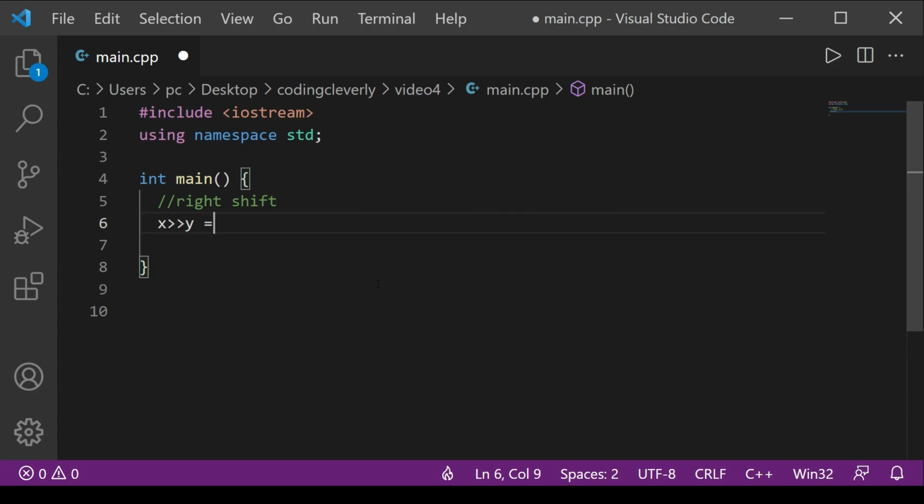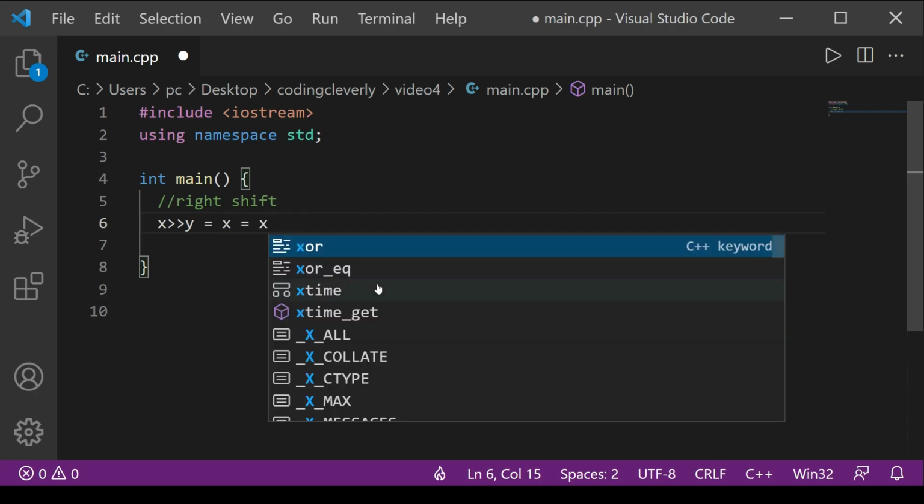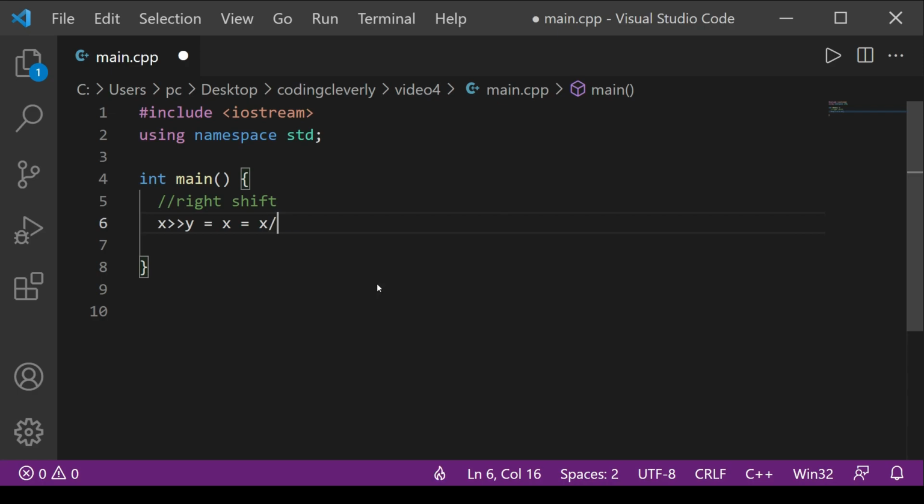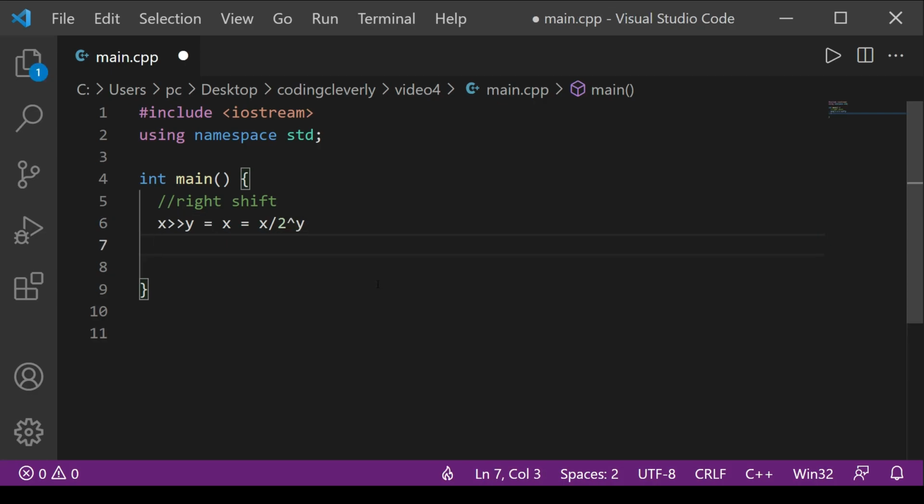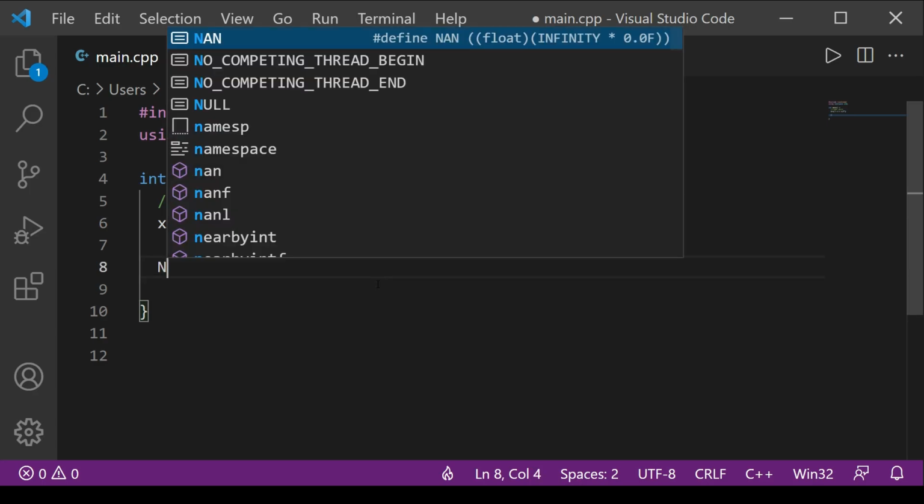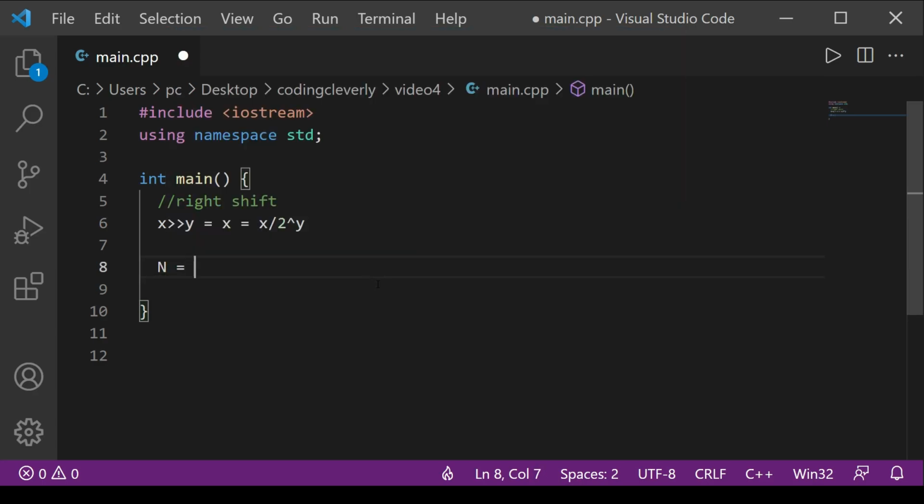This is equal to x divided by, not multiplied now. So we have x divided by 2 raised to the power of y. So this is how it's going to be implemented. Suppose we have, let's say, a value of n equal to 32. So if n is equal to 32 here, we'll have to put the value.